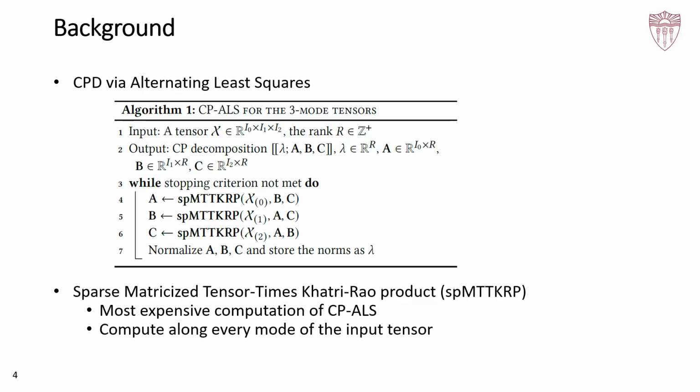Canonical polyadic tensor decomposition can be calculated using different methods, and the alternating least squares method is the most popular and efficient one used in the literature. The alternating least squares method is nothing but performing the sparse MTTKRP operation along each of the modes iteratively, followed by a normalization step. Here, the most expensive computation is MTTKRP, and that computation is required along every mode of the input tensor.